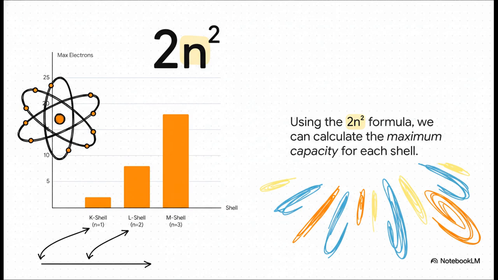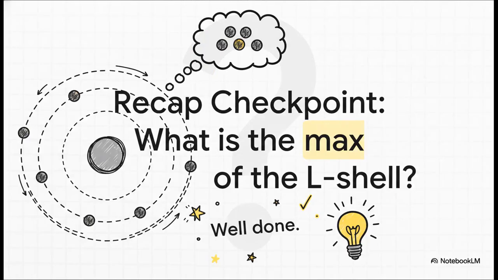Simple. Now, for the second shell, the L shell, n is 2. So that's 2 times 2 squared, which is 2 times 4, which gives us 8. The L shell can hold a maximum of 8 electrons. And what about the third shell, the M shell, where n equals 3? Well, it'll be 2 times 3 squared, which is 2 times 9. That gives us 18 electrons. See? It's very simple.